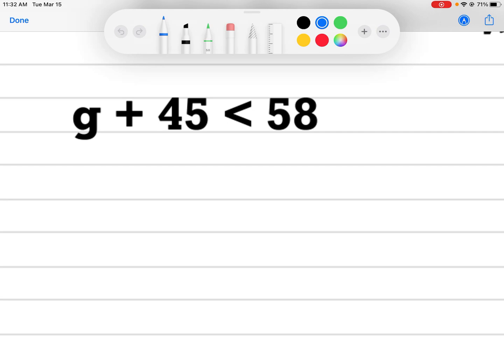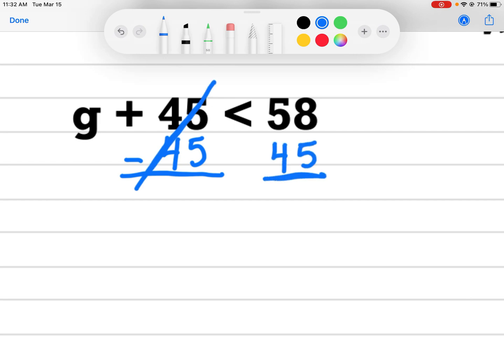How do we do that? Well, what's the opposite of adding 45? Subtracting 45, right? So if plus 45, if I had $45 and then I spent $45, I now have 0, it went away. And I'm going to do that on both sides of the inequality sign.